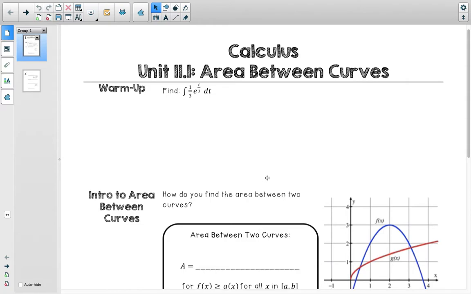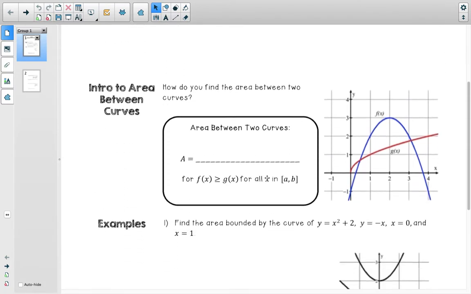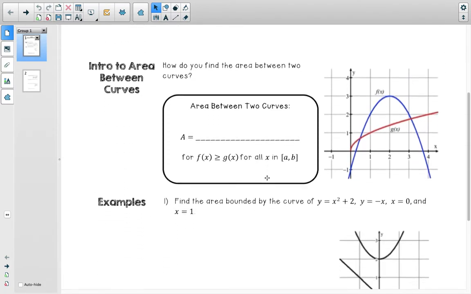So we're actually going to skip the warm-up because I just don't feel like doing it, and we're just going to dive right into it. So finding area between curves. So this is your next step. So it's not too bad. It really isn't. I keep it pretty simple on here, so it's manageable.